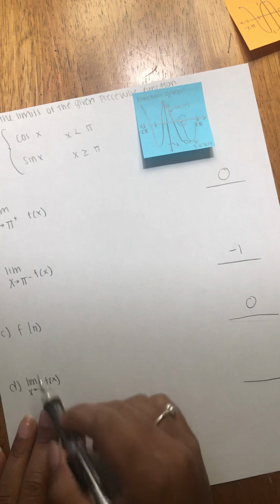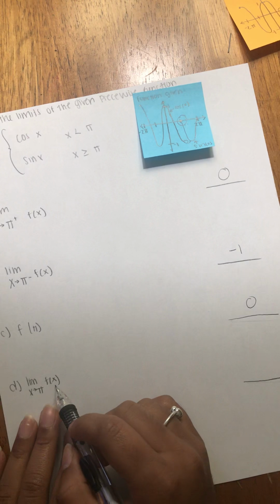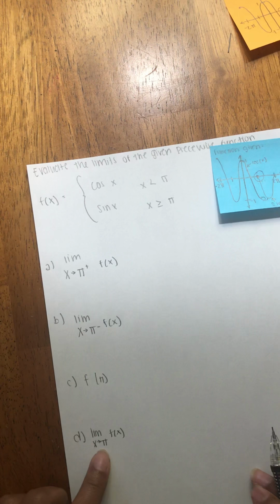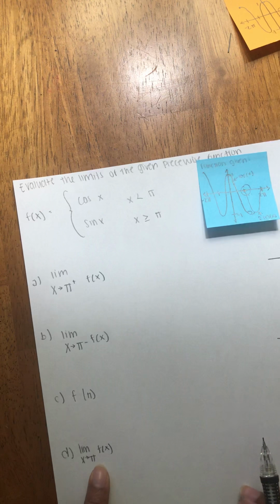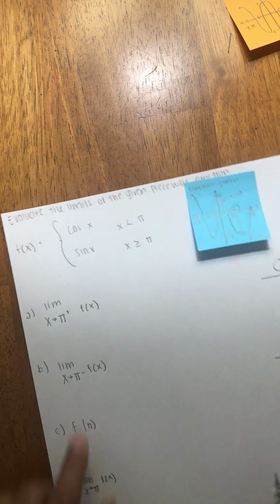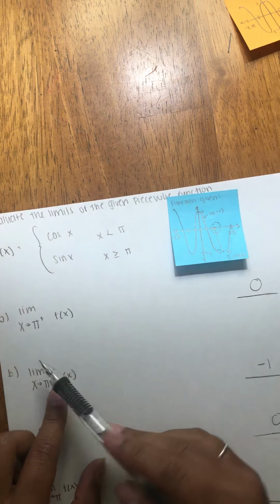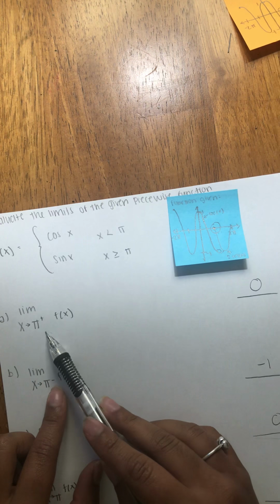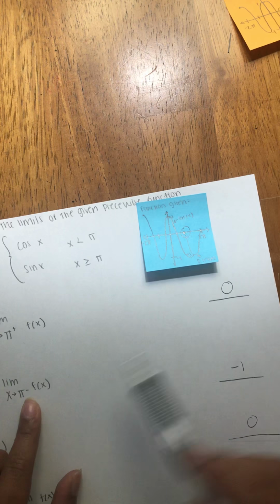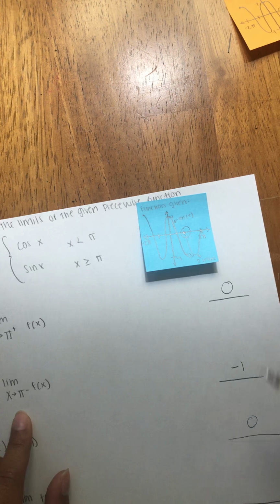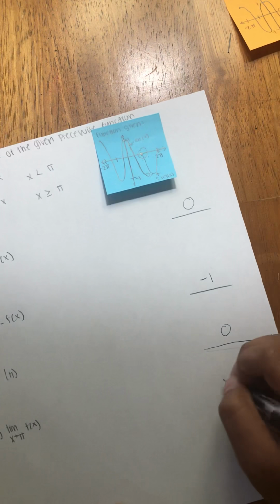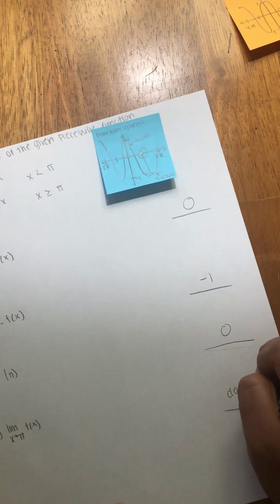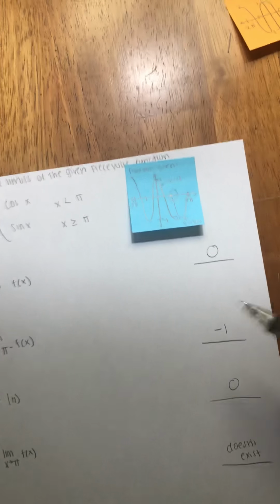Now for the next one, it says limit as x goes to pi of f of x. For it to exist, the limit as x goes to pi has to be the same on the left and right sides. And we actually solved that up here. The limit as x goes to pi from the right side is 0, and from the left side it's -1. Because these don't match, the answer would be it doesn't exist. But if it were the same, then the answer would exist.